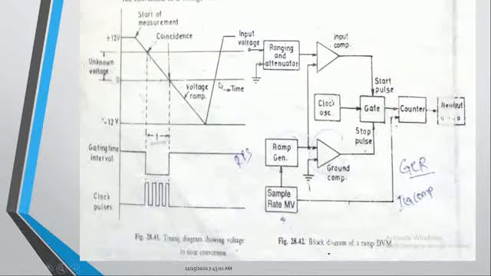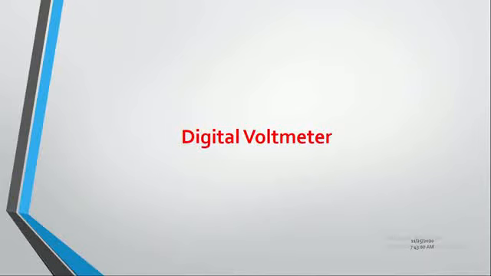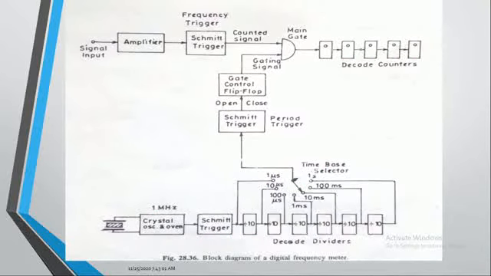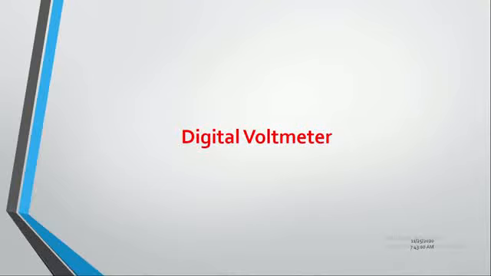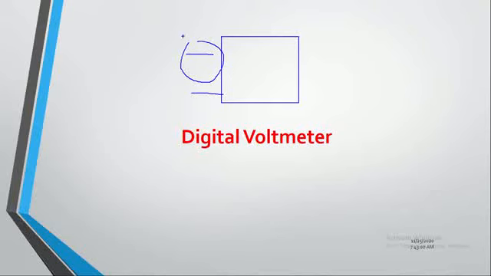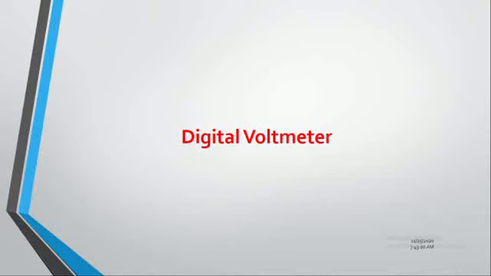Before that, let me take one more thing. We have the digital voltmeter block, and I took two inputs: one is the known signal and another one is the unknown signal. Depending on the method followed by the digital voltmeter, meaning what kind of known signal they are taking, there are different types of digital voltmeters.